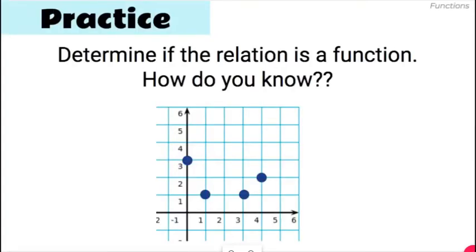So the first method is to double check your x-coordinates and just make sure there are none that repeat. Okay, so if I look at my first point here, the x-coordinate is 0. This point, the x-coordinate is 1. For this point, the x-coordinate is 3. And for this point, the x-coordinate is 4. None of my x-coordinates repeated. I had a 0, a 1, a 3, and a 4.